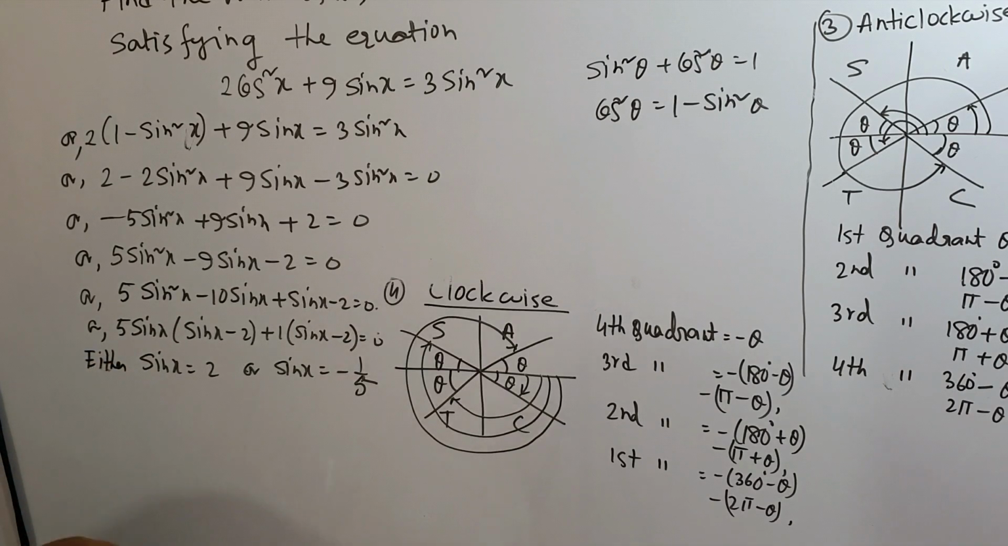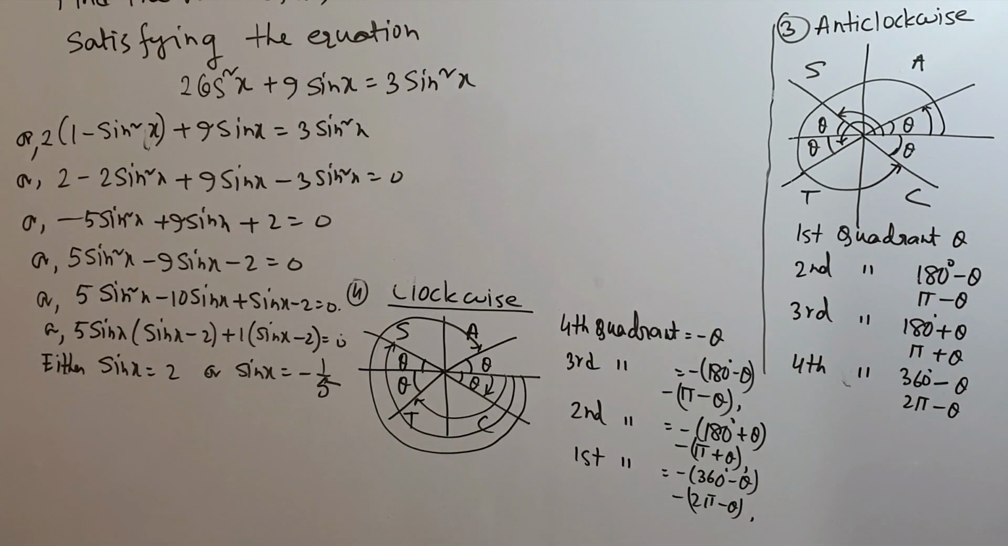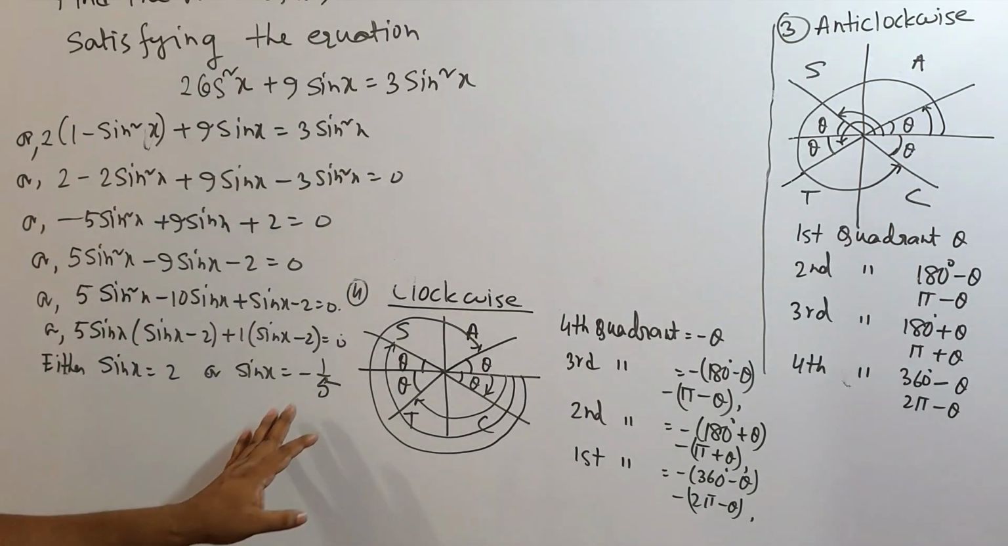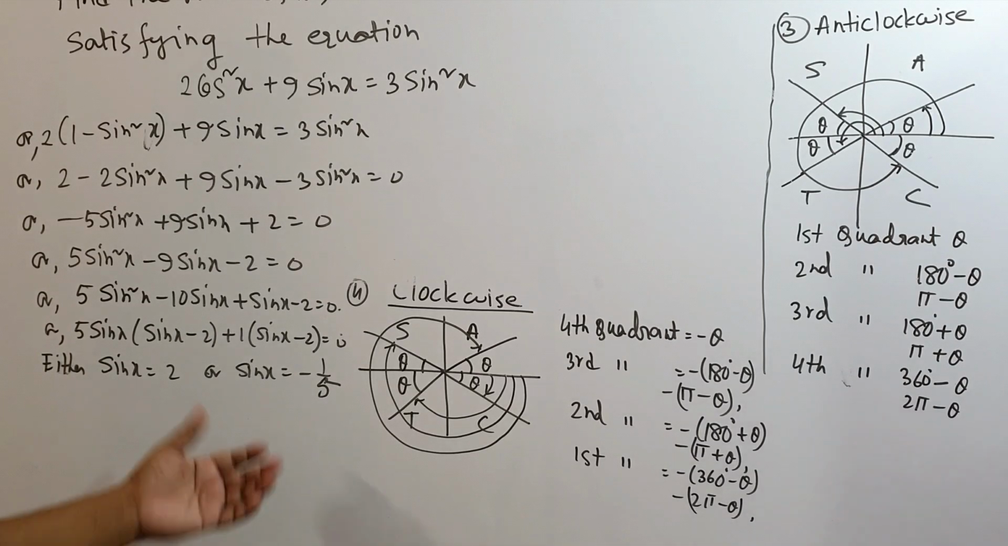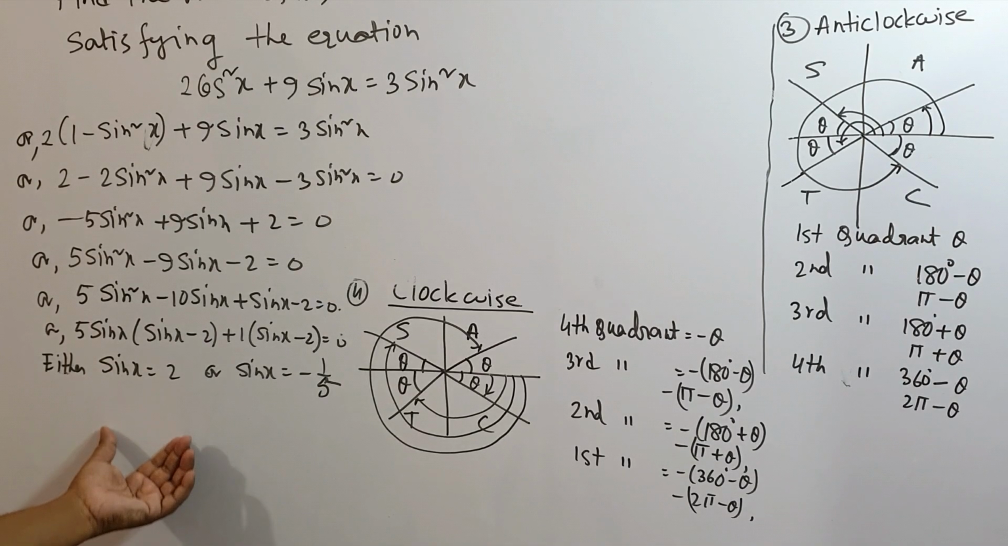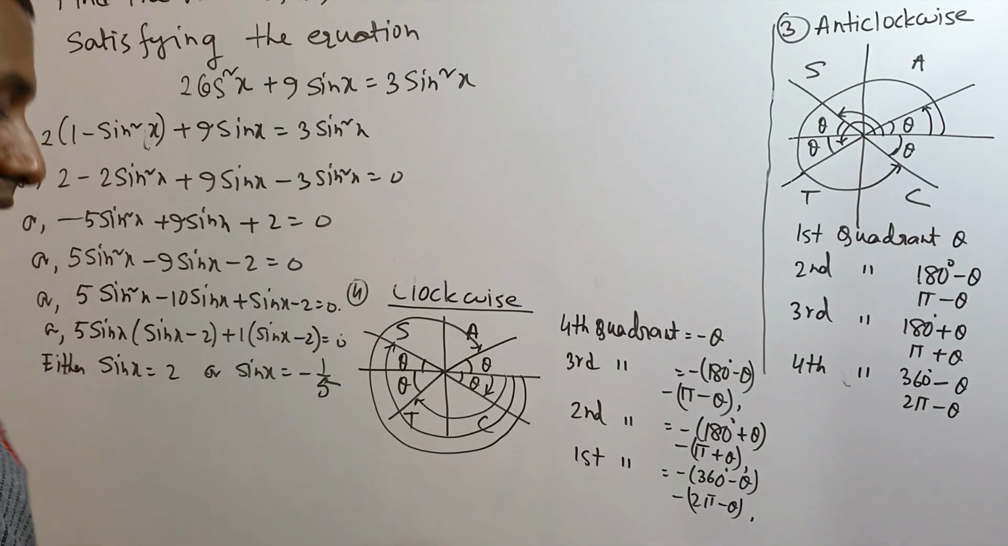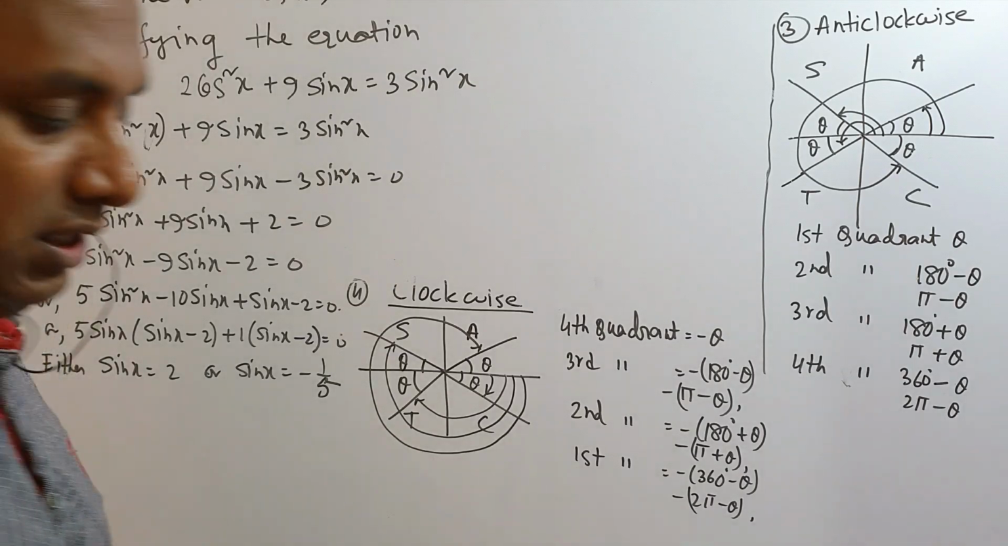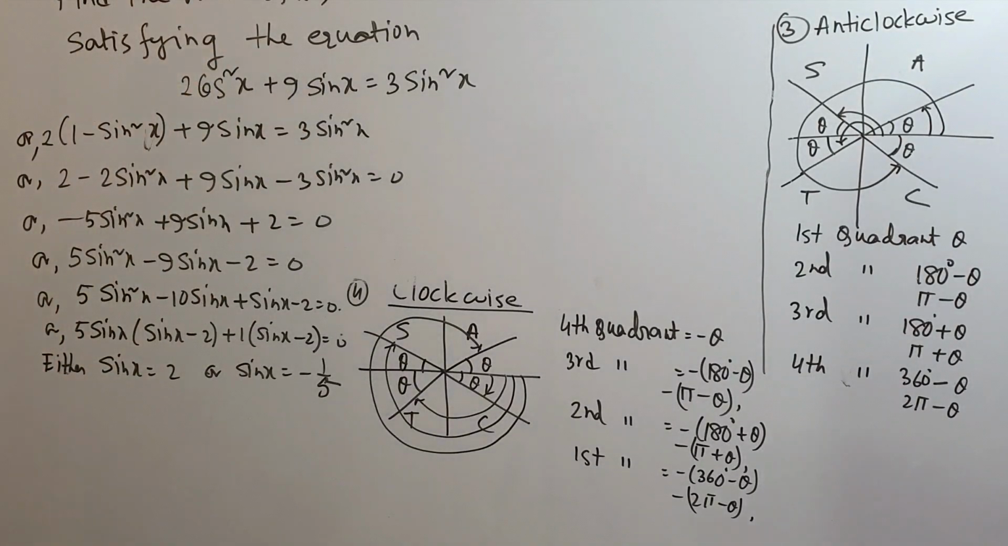But the problem is that one value of sin x is 2. So I have got two values of sin x: the first is sin x equals 2, and the other is sin x equals minus 1 by 5. Now if you use a calculator and give sin inverse 2, it will show a maths error, so you cannot solve it.